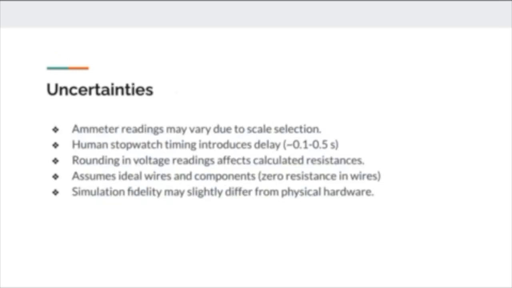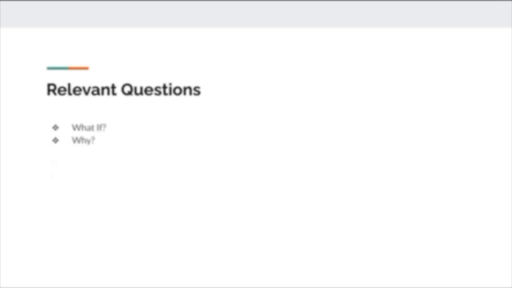Some uncertainties of this lab, like any lab, were that the ammeter readings may vary due to scale selection. The human stopwatch timing introduces delay of about 0.1 to 0.5 seconds, depending on reflexes. Rounding in voltage readings affects calculated resistances, the lab assumes ideal wires and components and zero resistance in wires, which may not always be true, and simulation fidelity may slightly differ from physical hardware.